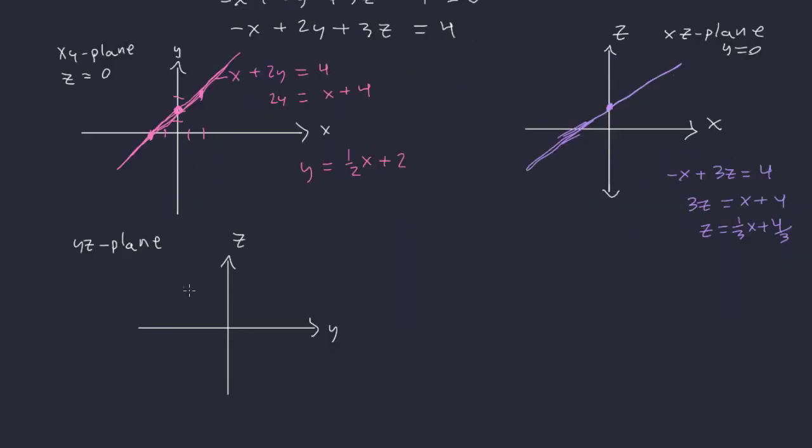And finally, you guessed it, we're going to look at the yz plane. And this is where we let x equal 0 and treat z like the vertical axis and y as the independent axis. All right, and we'll do this one in green, let's say. So letting x equal 0, we'll get 2y plus 3z is equal to 4. So 3z is equal to negative 2y plus 4. So z is equal to negative 2/3 y plus 4/3.